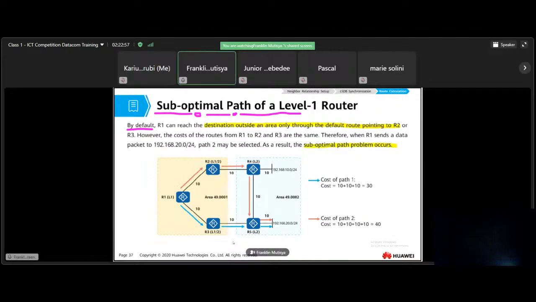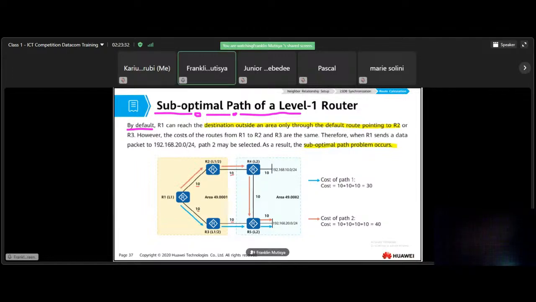Now, level 1 routers usually have what we call the suboptimal path problem. Suboptimal means that we have a situation where traffic is not able to take the best possible route between the source and the destination. For instance, looking at this topology that we have here, the cost has been defined as 10 all through. This is the cost of the link.